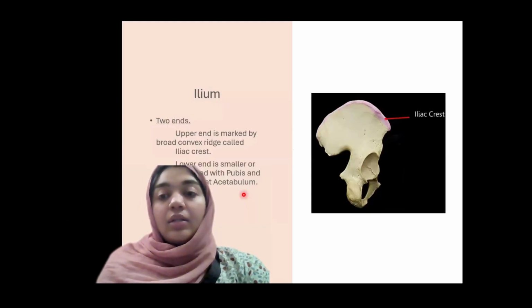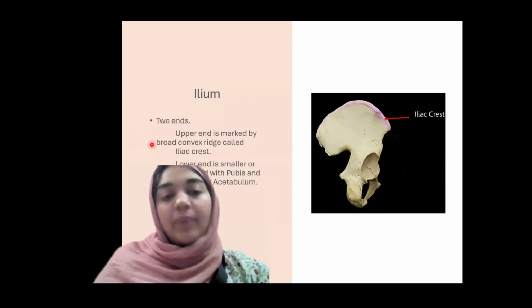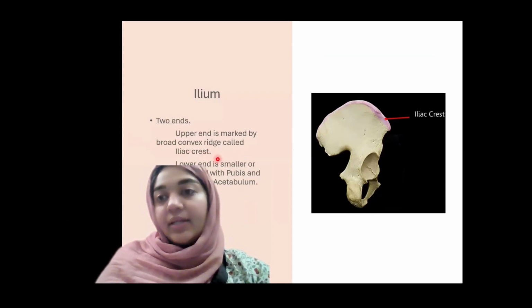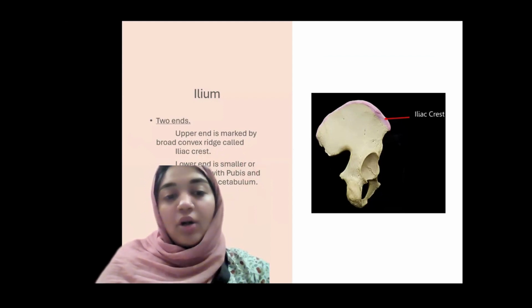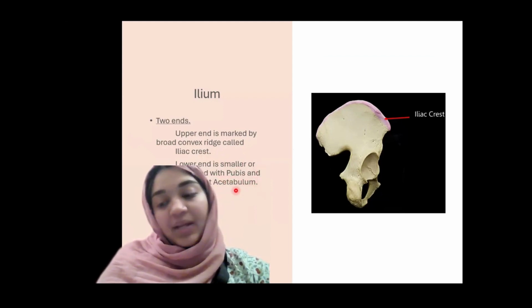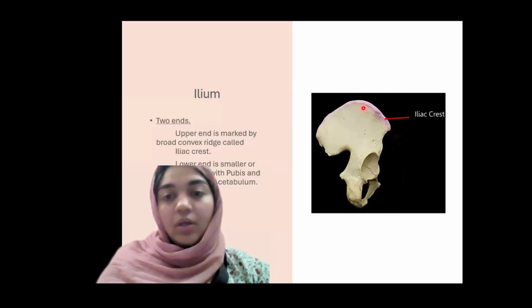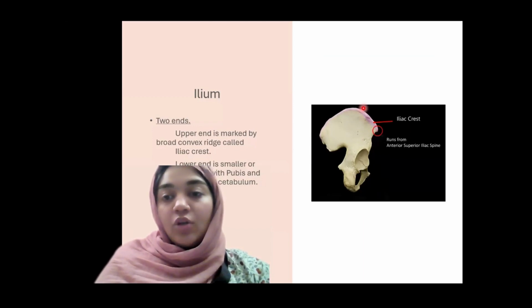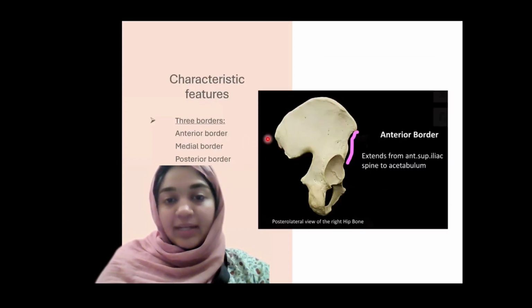Now, when I talk about the ilium, it has two ends. The upper end is marked by a broad convex ridge called the iliac crest, which I've told you before, and the lower end is smaller or narrower, fused with the pubis and ischium at the acetabulum. So this is the lower end that it's talking about, and this is the upper end. Okay, moving on, the iliac crest starts from the anterior superior iliac spine to the posterior superior iliac spine, right?